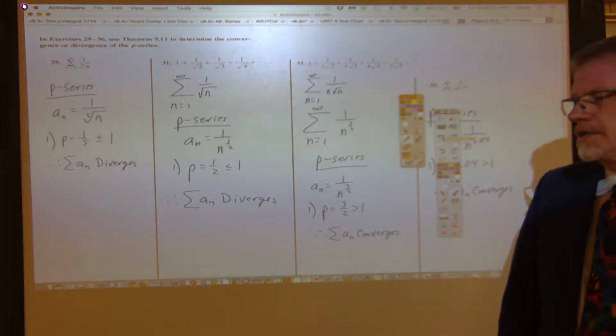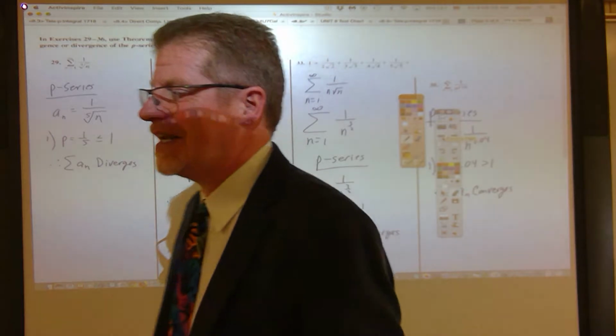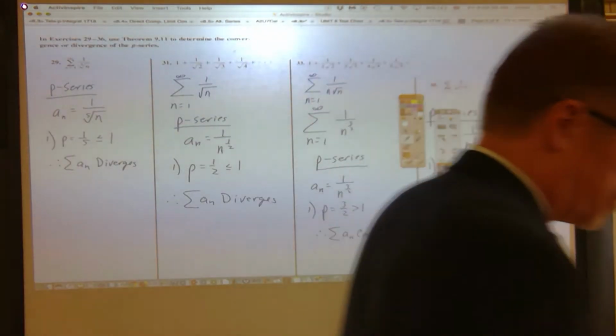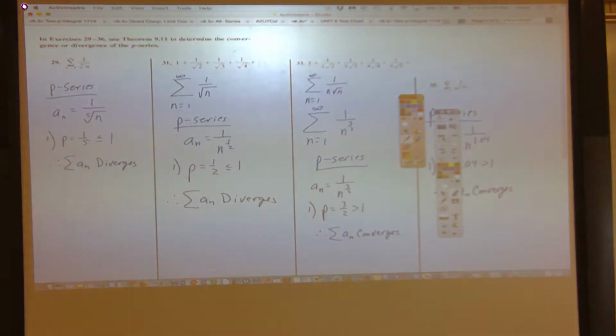All right, so we're learning 2 more tests to determine whether or not a series converges or diverges today. And those tests are called the direct comparison test and the limit comparison test. If you want, it's T6 and T7.